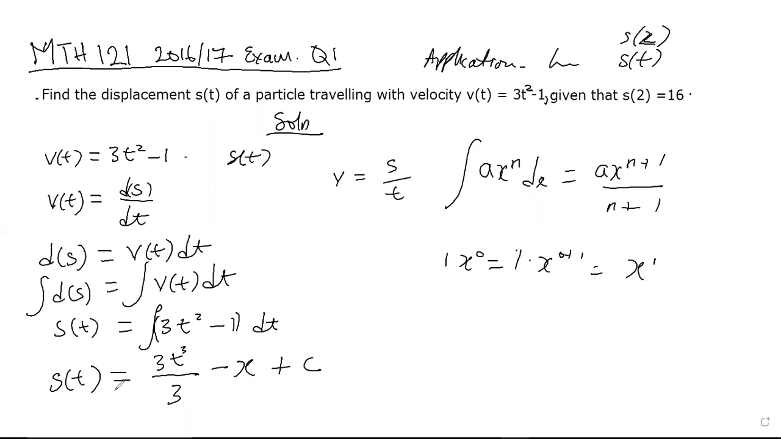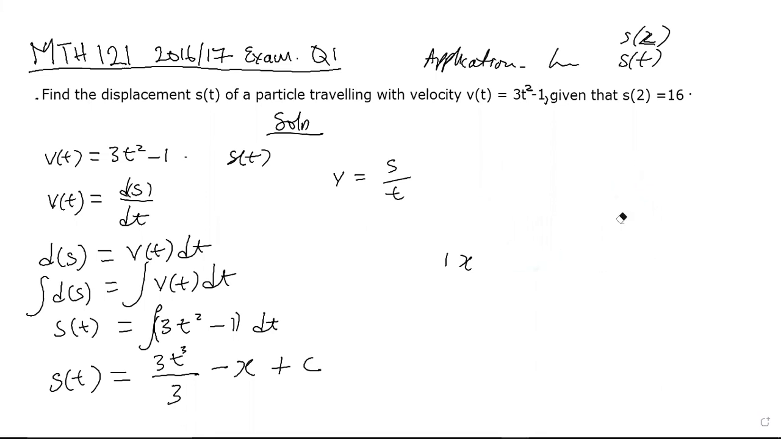So this is what they are looking for. However, this equation is not complete. Why isn't it complete? Because the constant c is there, and we need to find it. How do we find that constant? We were told in the question that at time t equals 2, that's s of 2, the displacement was 16.